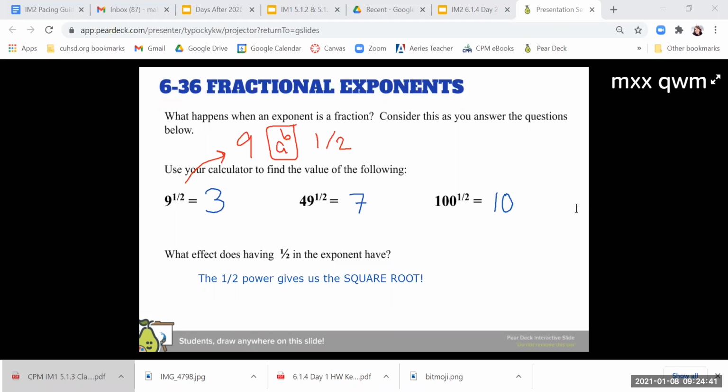All right, so we get the square root of the number using the 1/2 power. And just like on the side, we can check some of these. Think about it like this: 9 to the 1/2 is equal to 3. The square root of 9 is equal to 3. We're getting the same thing, just with a different format of the expression.